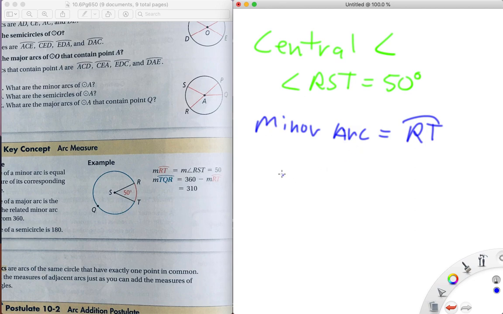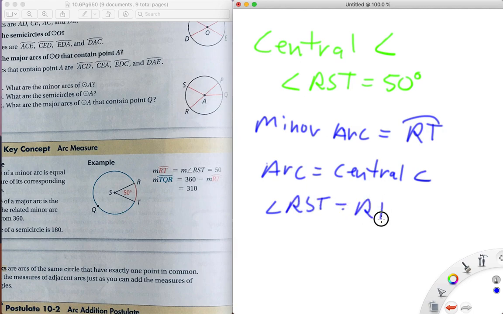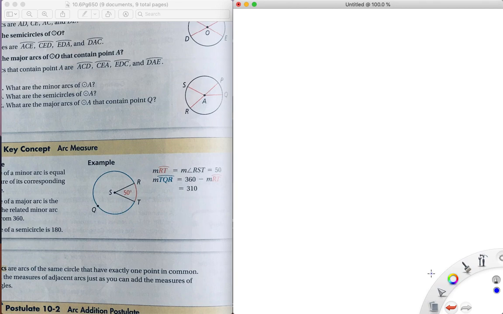And that's going to be equal to the central angle. So the minor arc, or any arc, is equal to the central angle. So since RST is 50 degrees, the minor arc RT is the same, so they're both 50 degrees. If you wanted to find the arc for anything, you can always just subtract that arc by 360.